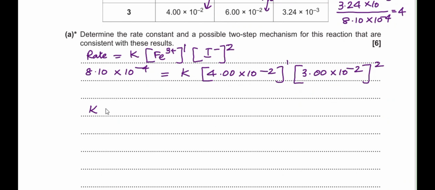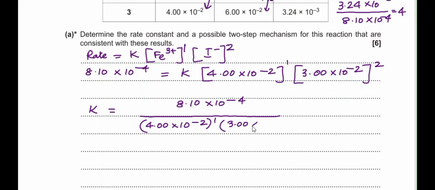Making K the subject, K equals 8.10 times 10 to the power of minus 4 in the numerator, divided by 4.00 times 10 to the power of minus 2 to the power of 1 times 3.00 times 10 to the power of minus 2 to the power of 2. Putting this in the calculator we get 22.5. Now we have to work out the units.